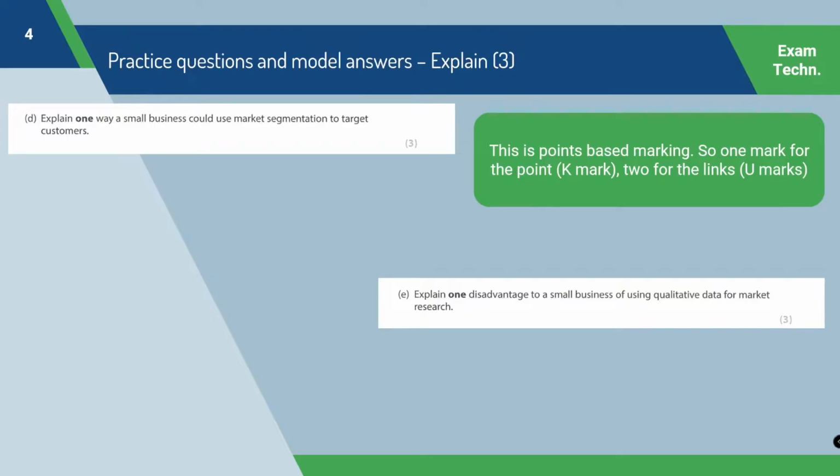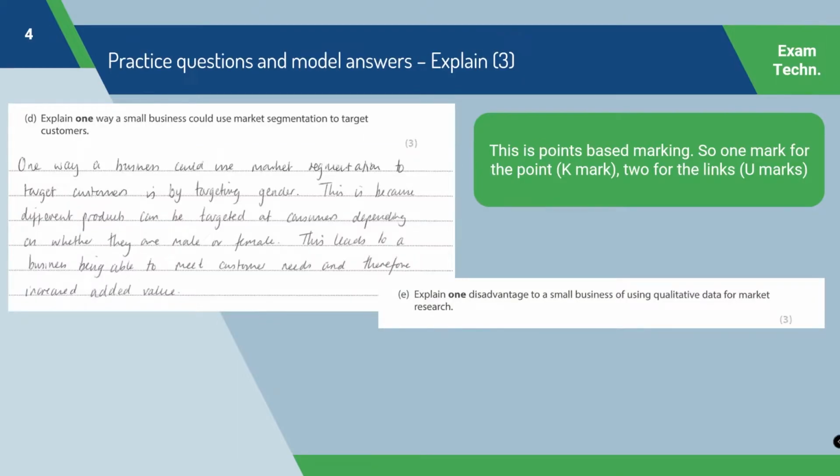Yeah, so it's fairly straightforward. Like you mentioned, there's a knowledge mark, which is for the point, and then there's, as you put it, the U mark. Some teachers will put L's for links. You need 2 of those, and you're going to be using connectives to get those. The key thing is going through the thought process.